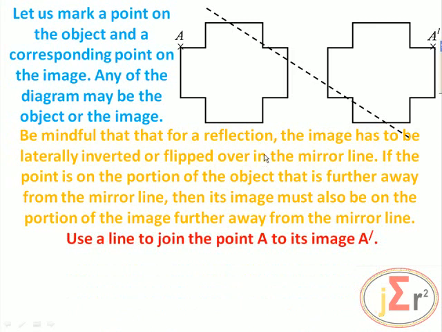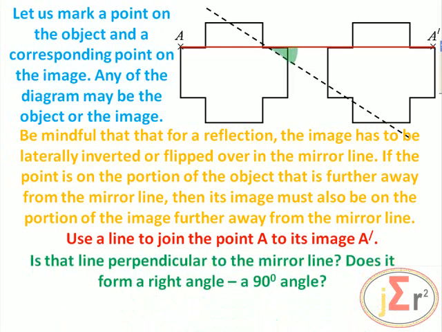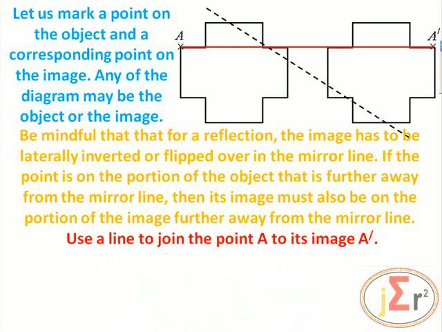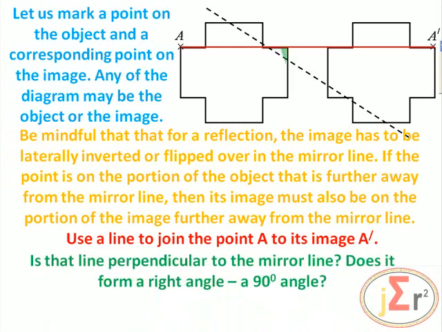Use a line to join the point A to its image, A prime. Is that line perpendicular to the mirror line, Jerry? No. Perpendicular means what angle? 90 degrees. Okay, 90 degrees. That is by no means 90 degrees. So there you have your angle.